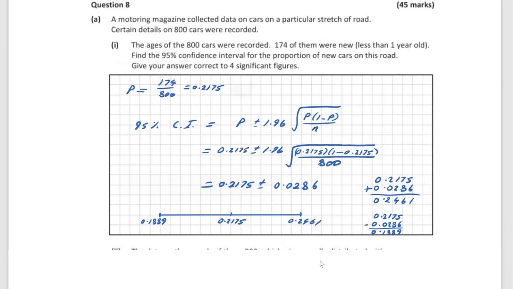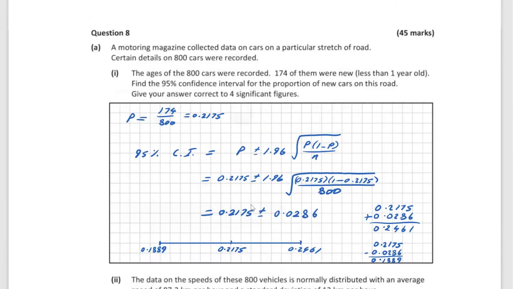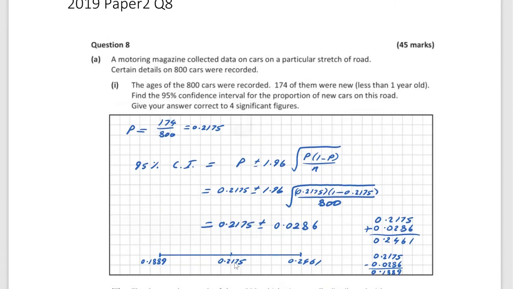So to summarize, what are we saying here? We're saying in your sample, 21.75% of cars were less than 1 year old, were new. So based on that sample, we're predicting that in the whole population of cars, somewhere between 18.89% and 24.61% of cars on the road are going to be new. Somewhere between those two limits.